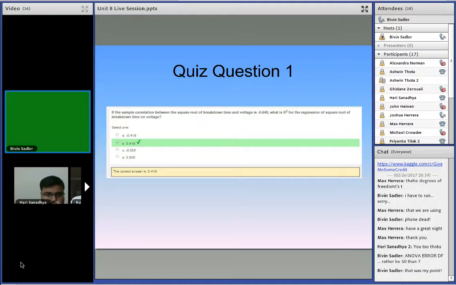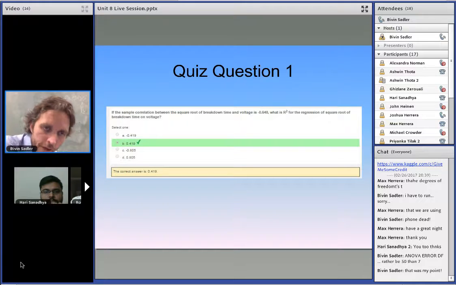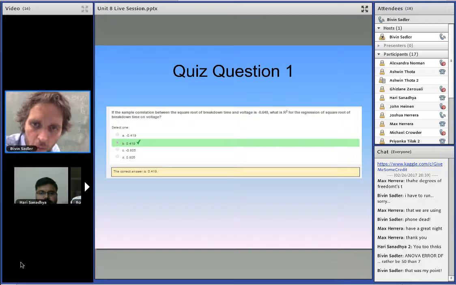We should have plenty of time tonight, so I won't waste time, but let's go ahead and do these quiz questions. If the sample correlation between the square root of breakdown time and voltage is negative 0.648, what is R squared for the regression of square root of breakdown time on voltage? All you do is the simplest statistic, and yet so used, and I want to underline this, there's so many seeds I want to plant tonight. R squared, so easy. If the linear correlation coefficient is negative 0.648, which we're about to study in depth, all you do is square that, and you get R squared. And squaring that is 0.419.